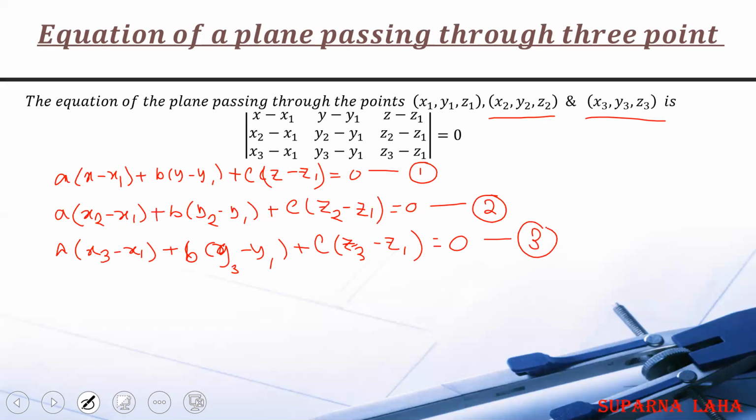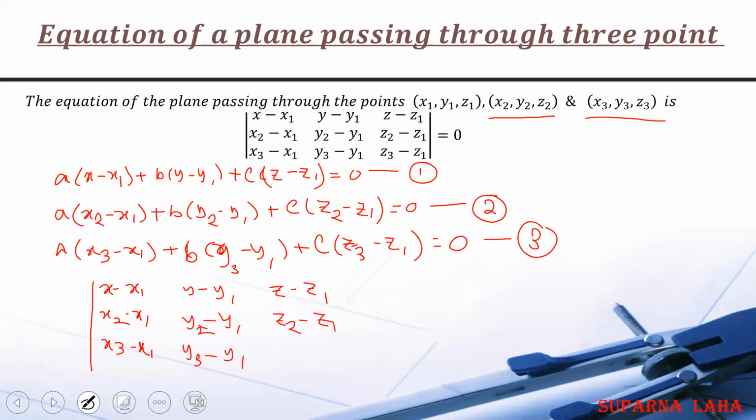Now from these three equations, just eliminate a, b and c, and what we will get is this determinant: x minus x1, x2 minus x1, x3 minus x1; y minus y1, y2 minus y1, y3 minus y1; z minus z1, z2 minus z1 and z3 minus z1. The determinant value equals 0. Now this is the equation of the plane passing through 3 points.